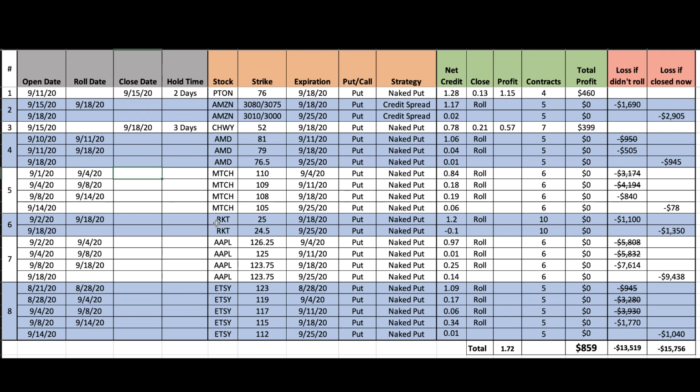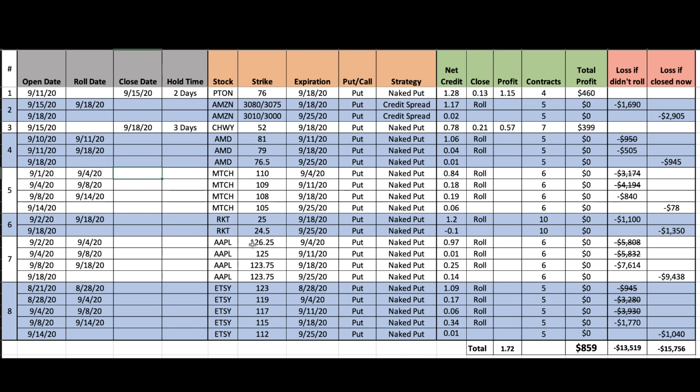RKT is one that I had sold a few weeks ago, sold the 25 strike for an earnings play. I rolled it down to the 24.5 strike for next week. I had to pay a debit for this one. I had to pay 10 cents to roll it. And I was okay paying that debit just because I got such a big credit to begin with. Normally, I only roll if I can get a credit, but I decided to spend the 10 cents just to get it down to the 24.5 strike. Right now, if I closed it, I would lose about $1,300.